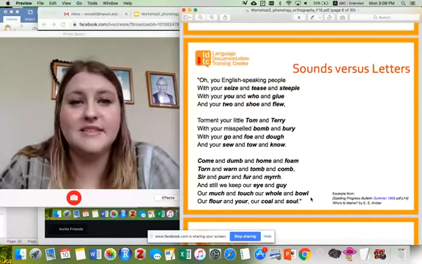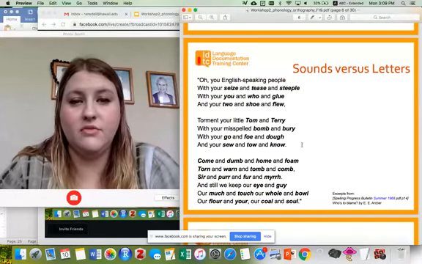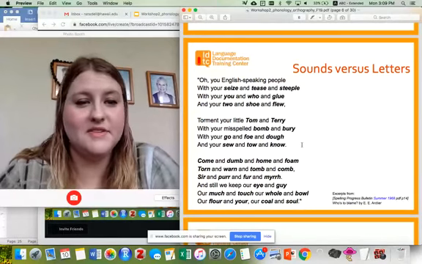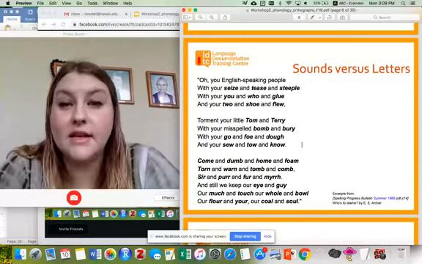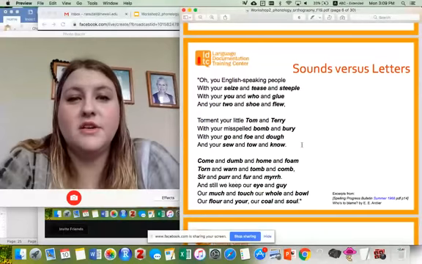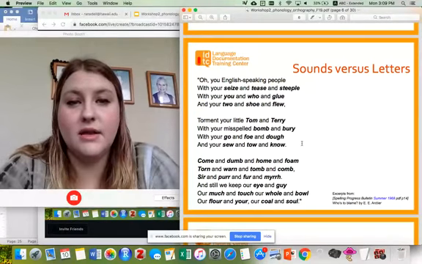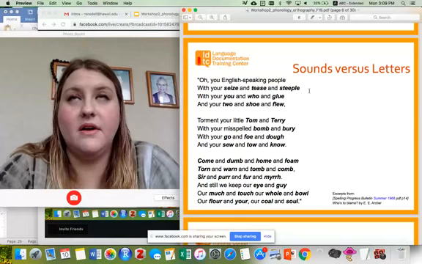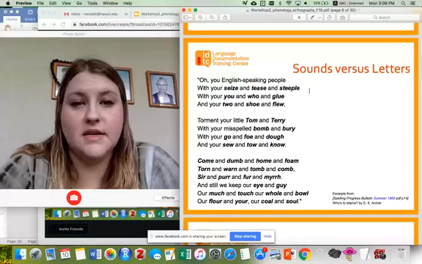So some examples in English, which is kind of, I think, infamous for being a little bit hard to read because of the different inconsistencies that do exist. There's an example of this poem where you have different ways of spelling the exact same sound. So it says, "Oh, you English-speaking people, with your C's and T's and steeple." So here we have the E sound, but it's being spelled in three completely different ways, with EI, EA, and EE, but it's all just the E sound. So this is a good example of something that is a single sound, but maps onto several different letter sequences.